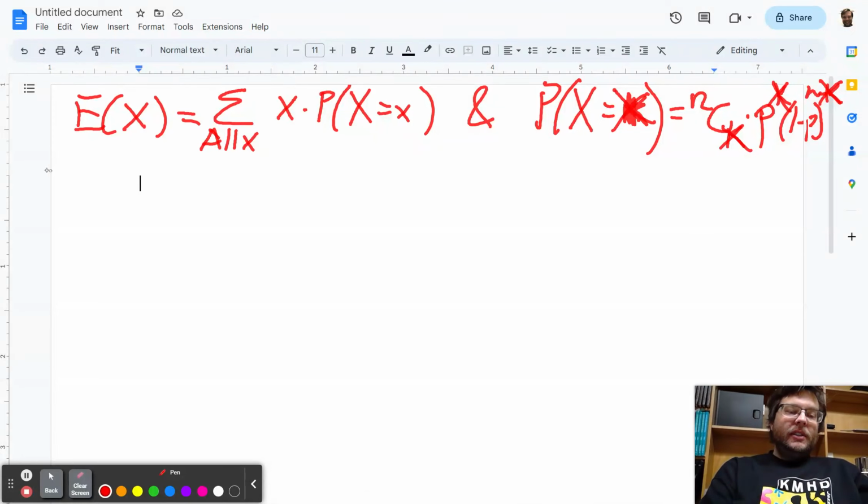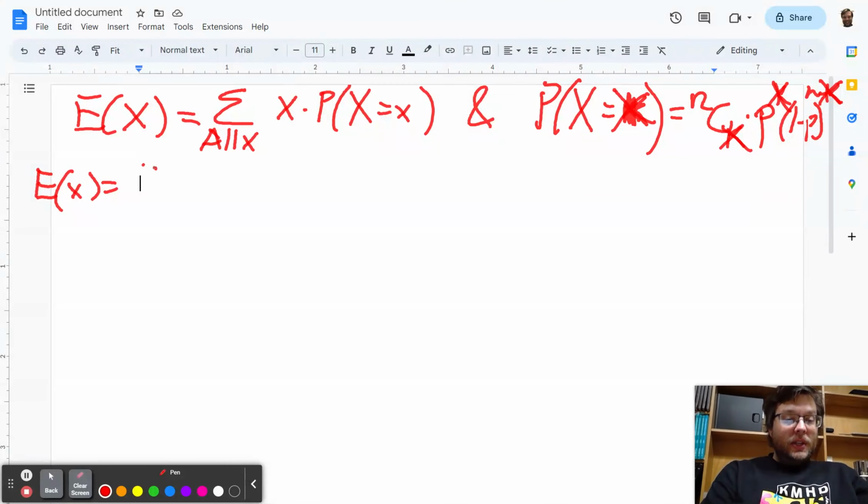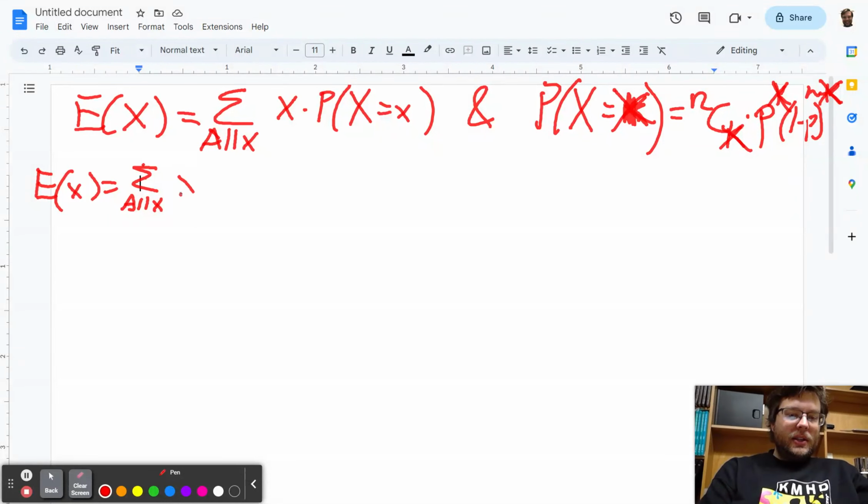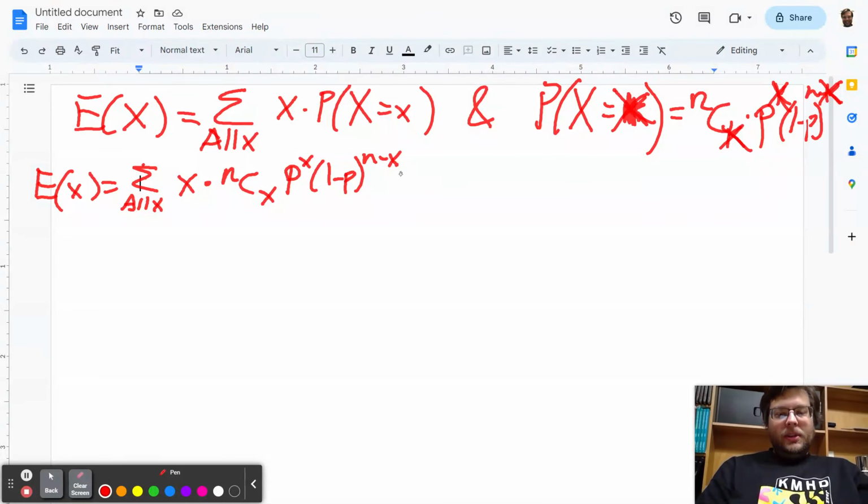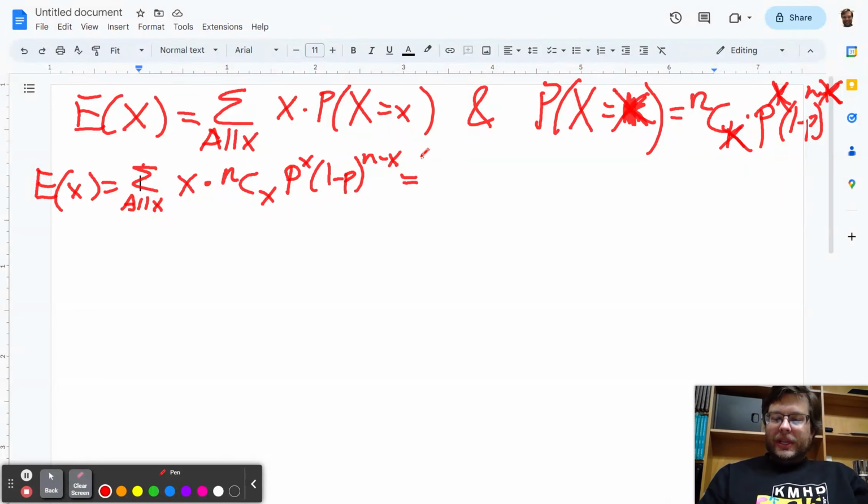Okay. So what we're going to do is put these two ideas together. That means that the expected value for a binomial distribution looks like this. The sum over all x's of x times n choose x, p to the x, 1 minus p to the n minus x. What I'm going to do is write out the first couple terms and then throw a dot, dot, dot on there, just so you can kind of see the pattern.